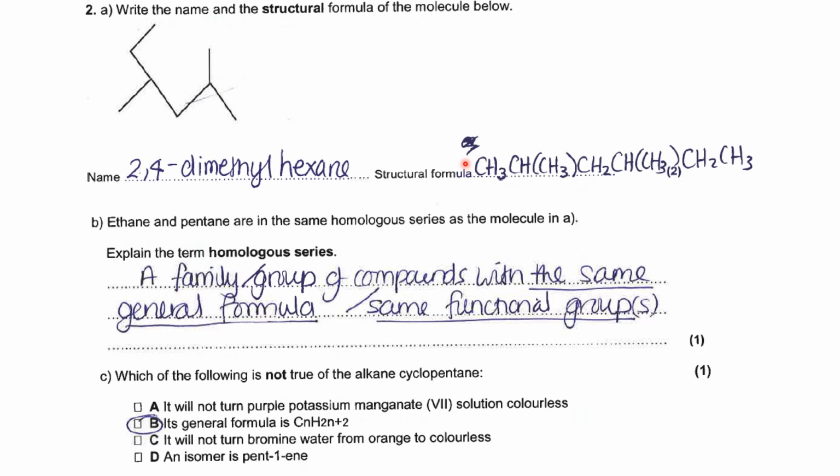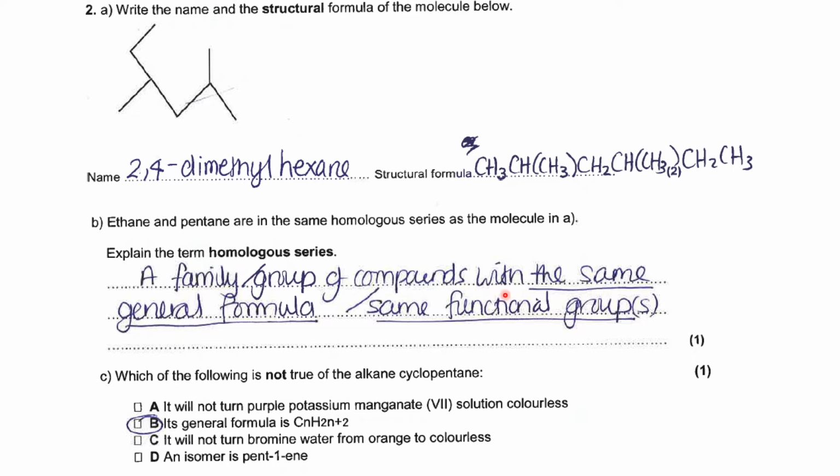Then your structural formula should follow your skeletal formula. And just remember brackets for branches. So wherever you've got a branch, you've got a bracket. So after the 2nd carbon and after the 4th carbon, it should be here for your 2,4 dimethyl hexane.